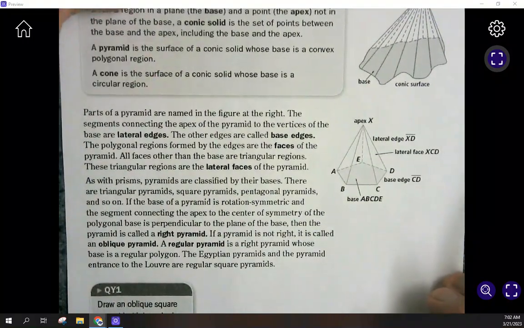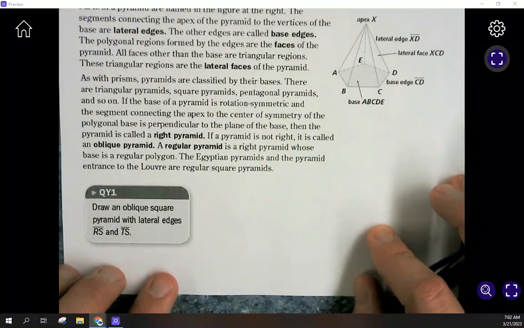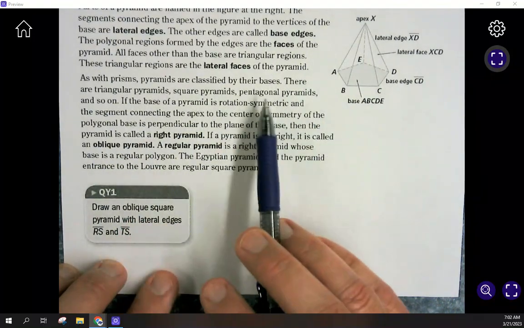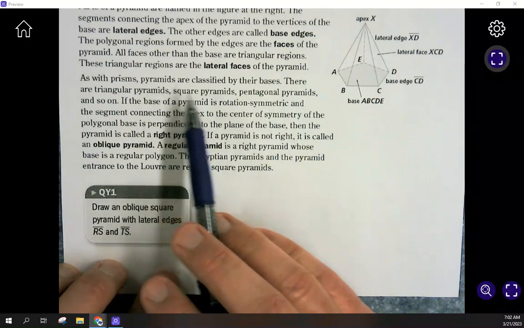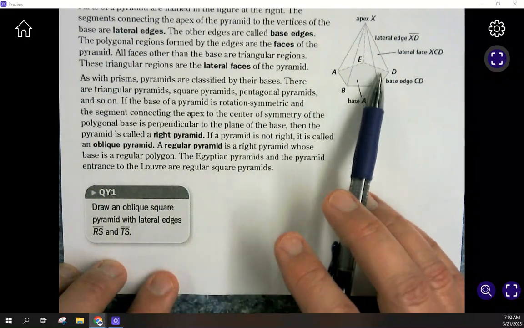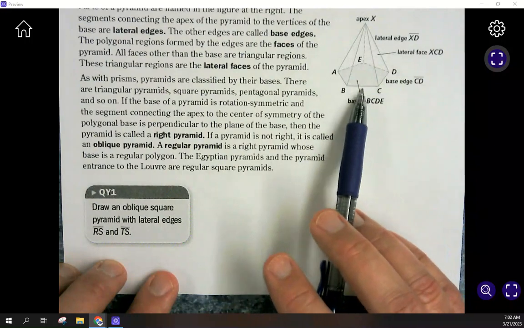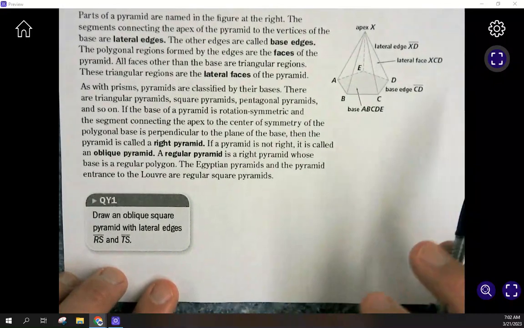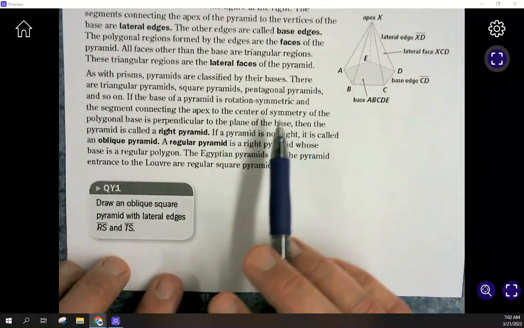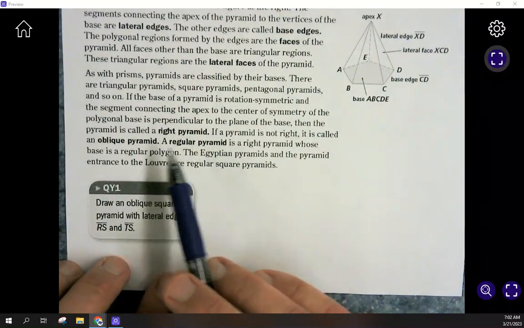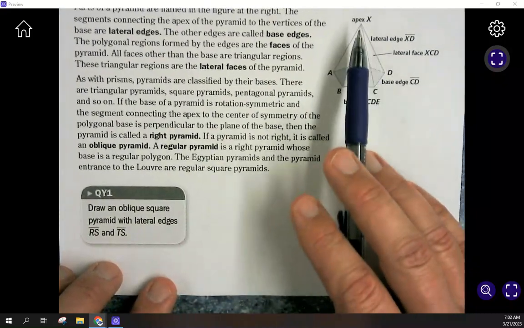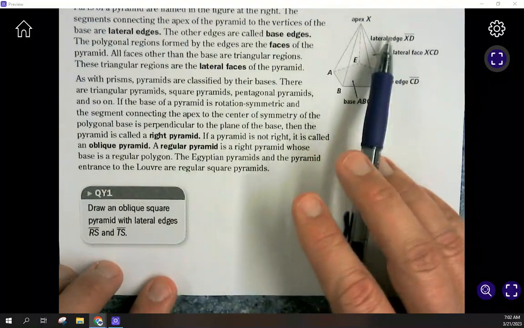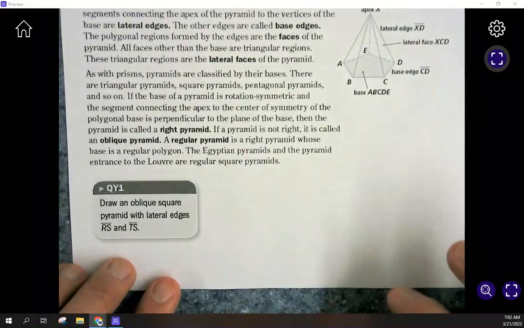We classify these by their bases, just like prisms. So we're going to call these either a triangular pyramid, a square pyramid, a pentagonal pyramid. It's all just based on the bottom. So what we're looking at here, we have a five-sided base. This would be a pentagonal pyramid because the base is a pentagon. And just like prisms, we can have a right pyramid or we can have an oblique pyramid, depending on if the apex to the base hits at 90 degrees or if it kind of leans sideways. That would be our oblique pyramid.